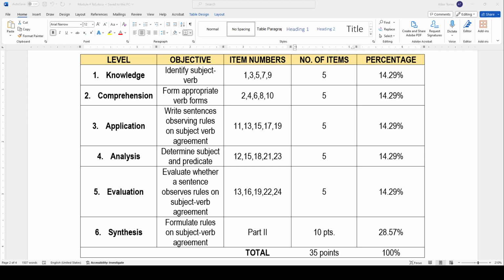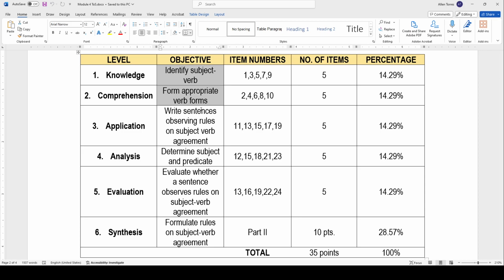Okay? This also implies na yung objective mo, okay, ito pong objective na ito, nakikita nyo, isa lang po yung nakalagay sa bawat area. However, this is not always the case. There can always be the case na meron kang 2, 3, 4 na learning competencies under one level.